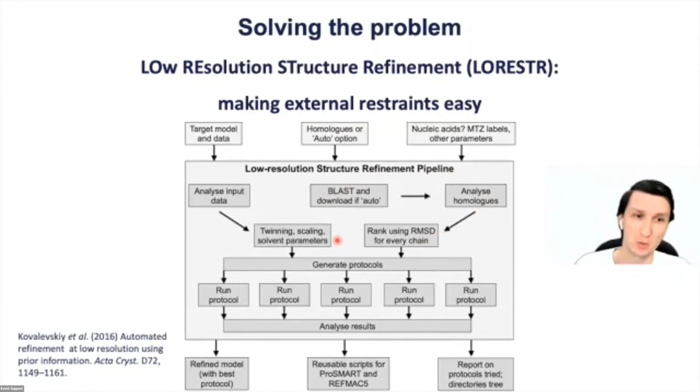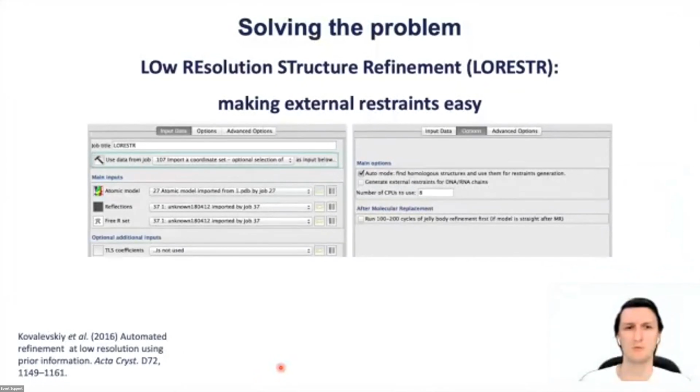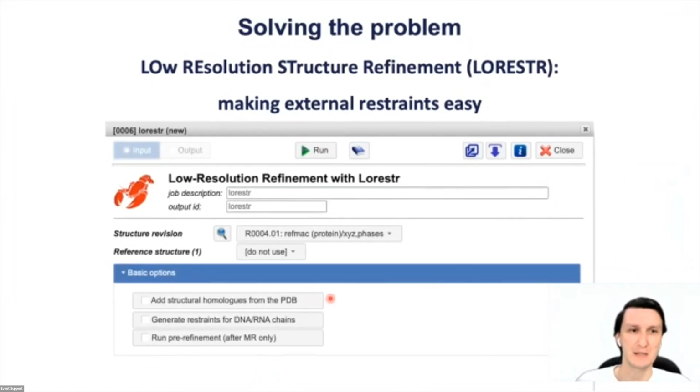It will carefully analyze your structure for twinning, and figure out the best scaling and solvent parameters. It will smartly generate and run several refinement protocols. Then it will assess the results for both geometrical quality and R factors and return the best result. Again, this is a very simple interface. You just need input files and to make sure that auto search for homologues is on. And the CCP4 Cloud interface is essentially the same. Minimal number of parameters, maximum automation.